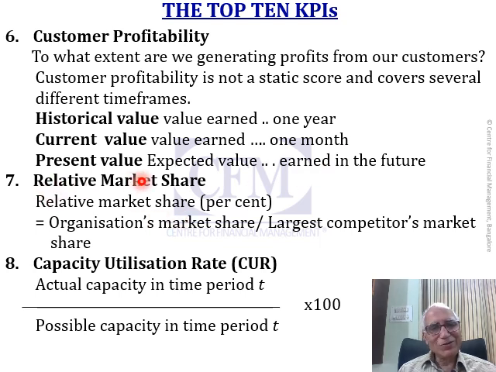7. Relative market share. Relative market share is the organization's market share divided by the largest competitor's market share, multiplied by 100 to get a percent figure. 8. Capacity utilization rate. Actual capacity in a time period divided by possible capacity in that time period, multiplied by 100.